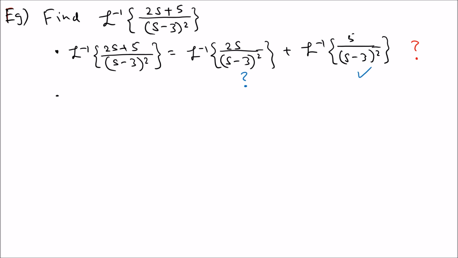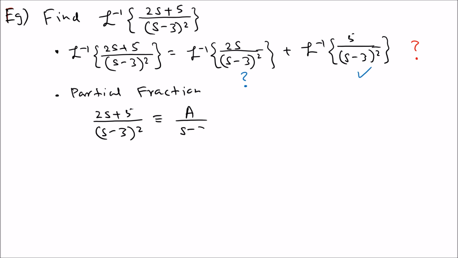We normally go for these kinds of problems, we can use the partial fraction method. So let's use the partial fraction method. If you use the partial fraction, we can write the form. So the form is 2s plus 5 over s minus 3 squared, which is identical to, this is a repeated term, so that means A over s minus 3 plus B over s minus 3 squared.